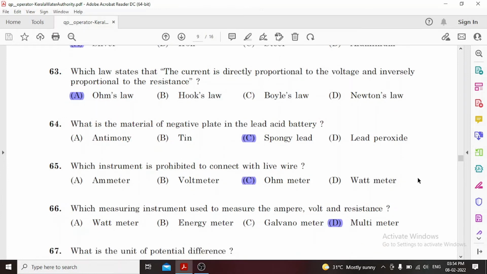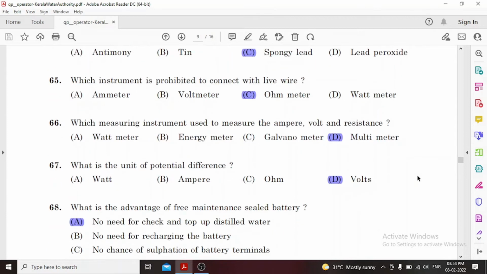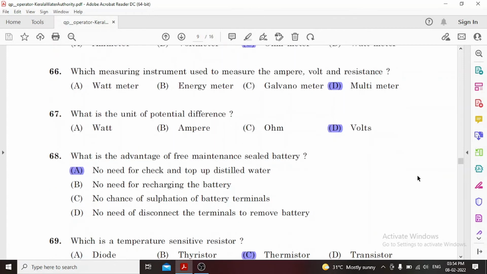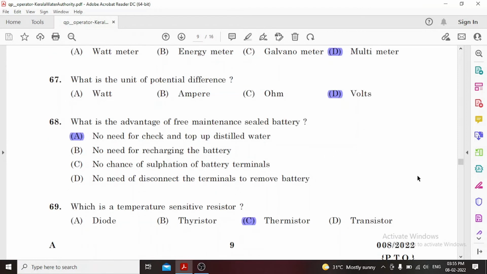64. What is the material of a negative plate in the lead acid battery? Spongy lead. Option C, spongy lead. 65. Which instrument is prohibited to connect with live wire? Ohm meter. Option C, ohm meter. 66. Which measuring instrument is used to measure the ampere, volt and resistance? Multimeter. Option D, multimeter. 67. What is the unit of potential difference? Volt. Option D, volt.